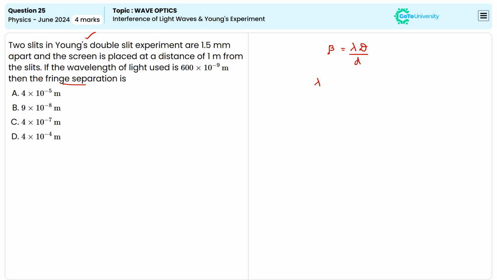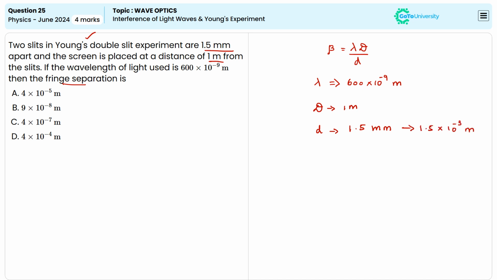Here, lambda is representing the value of wavelength, which is given as 600 times 10 to the power negative 9 meter. D is representing the distance between the slit and the screen, which is given as 1 meter in the question. Small d is representing the value of separation between the slits, which is given as 1.5 millimeter, which is nothing but 1.5 times 10 to the power negative 3 meter.